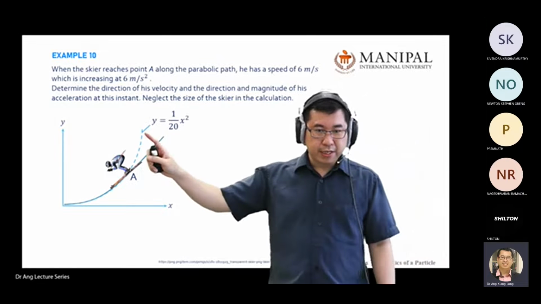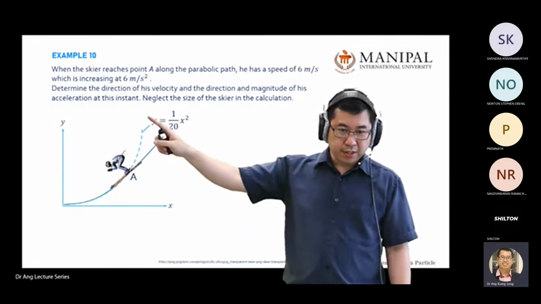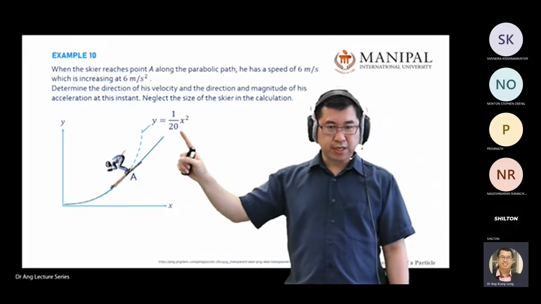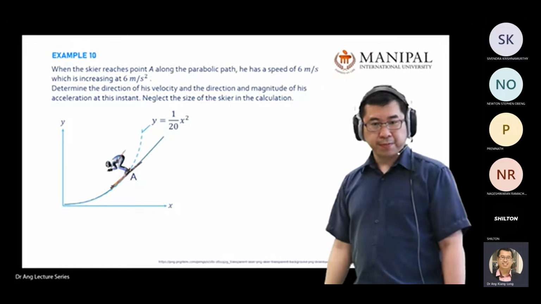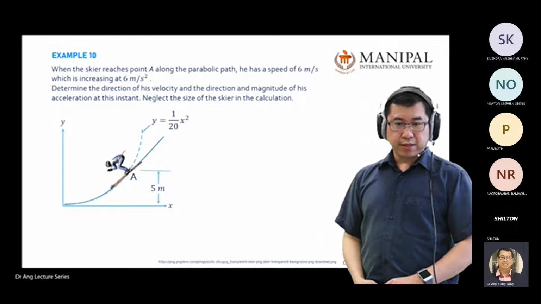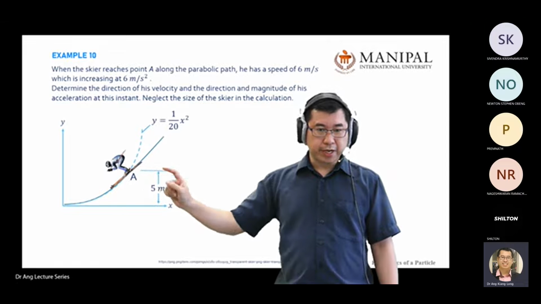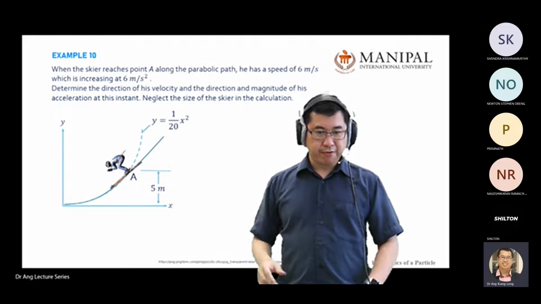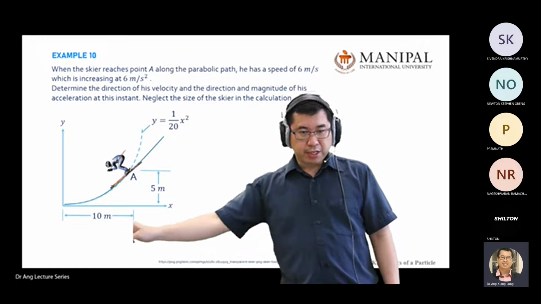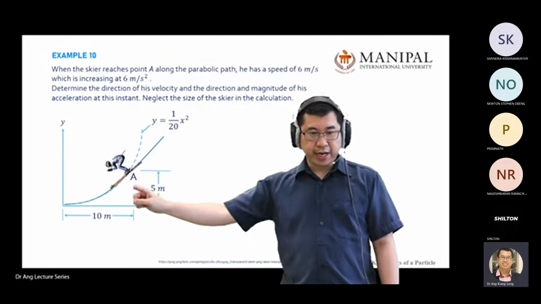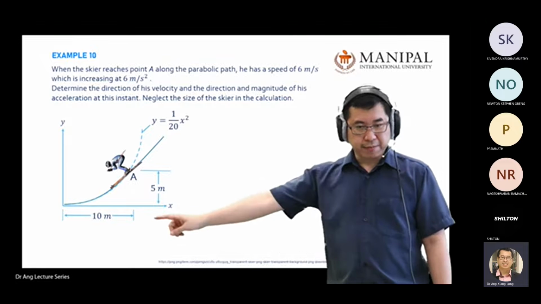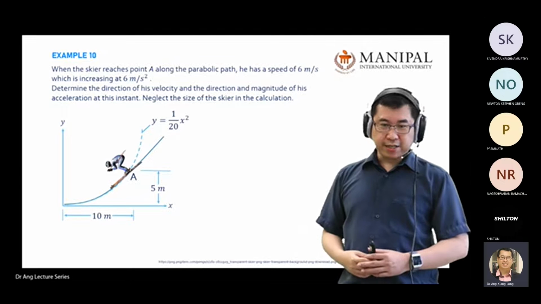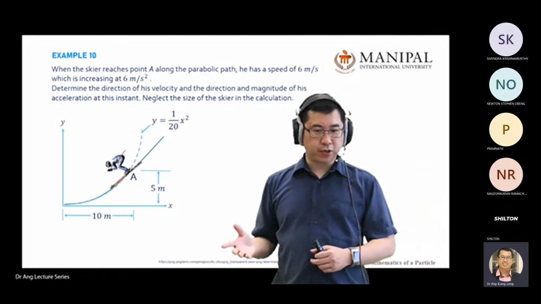You're given the curve equation, y equals 1 over 20 x squared. And there's a height at that particular point A. If you measure from the reference, the y position is 5 meters, and the x position from the origin is 10 meters. So basically, you can plot point A on a Cartesian plane where you have x location and y location.